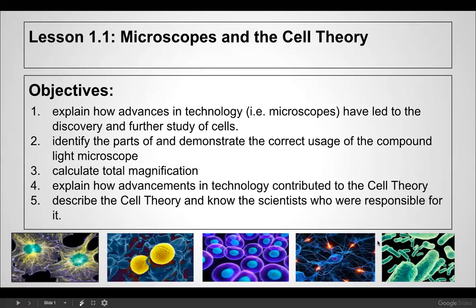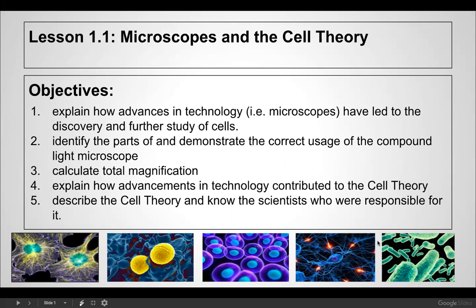Okay, folks, we're going to go over Module 1, Lesson 1.1, talking about the microscope and the cell theory and how it played a role in biology and the future of biology, and we're still using these great advances today. So there's your objectives for the module, Lesson 1.1. Explain how advances in technology have led to discovery and further study of cells. Need it more than ever now with this coronavirus.